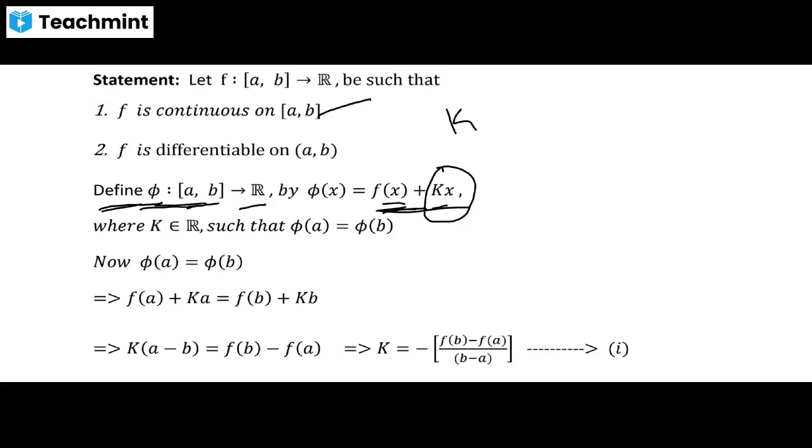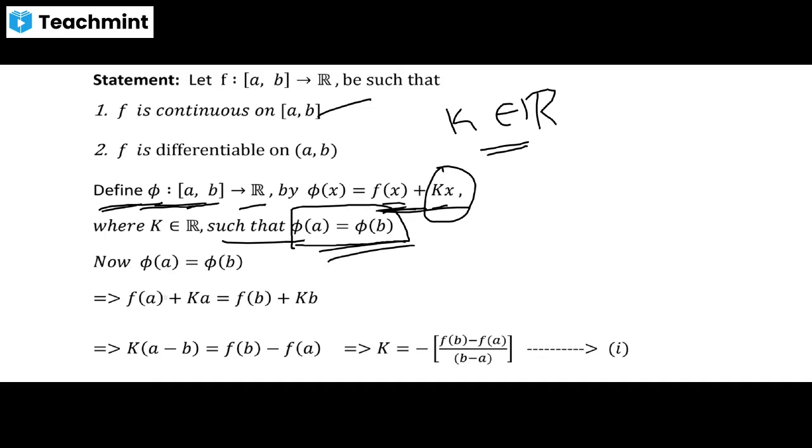where k is a real number. When I say k is a real number, again the freedom is there, but I will say such that this new function satisfies the third condition of Rolle's theorem. What is the third condition of Rolle's theorem? If f is continuous, f is differentiable, f of a is equal to f of b. Third condition, remember. Okay. So how should k be selected? This k should be selected in such a way that it satisfies the third condition of Rolle's theorem, that is phi of a is equal to phi of b.